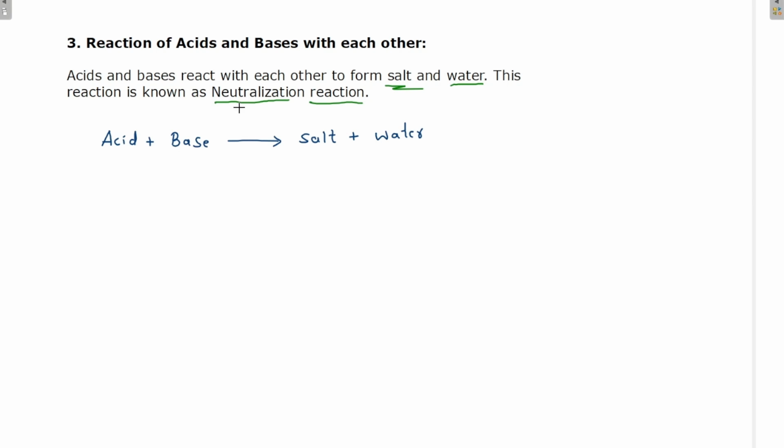Why do we call this reaction as neutralization reaction? Because base will nullify the effect of acid and acid will nullify the effect of base here. So, we call such reactions as neutralization reaction. You have also come across this neutralization reaction in your grade 7. There you have seen the very famous example, that is the reaction between the acid hydrochloric acid and base sodium hydroxide.